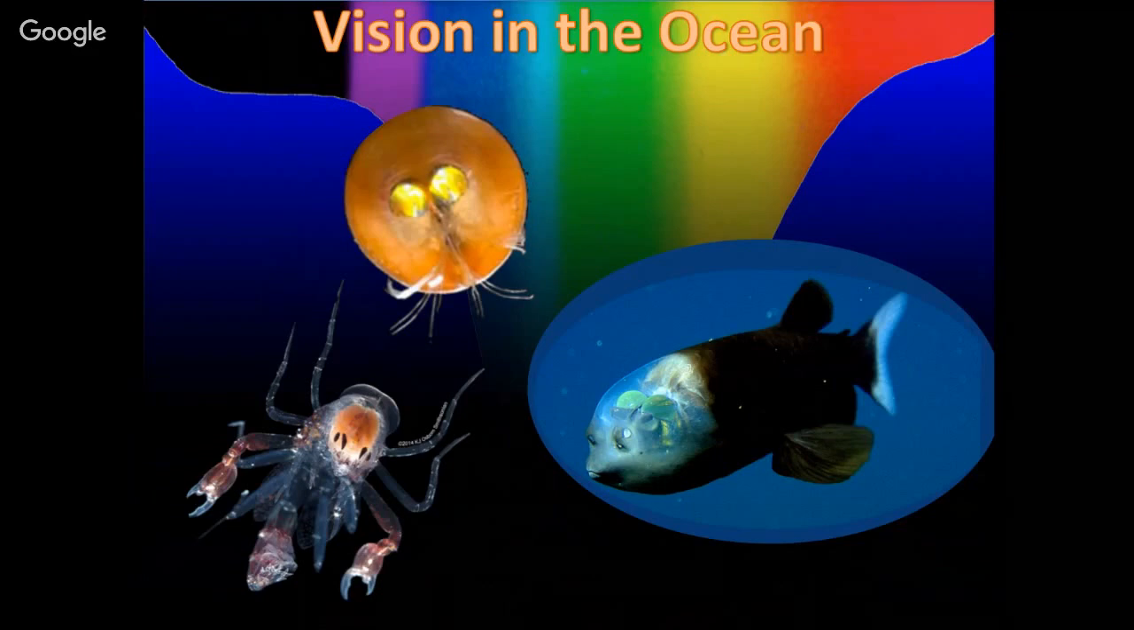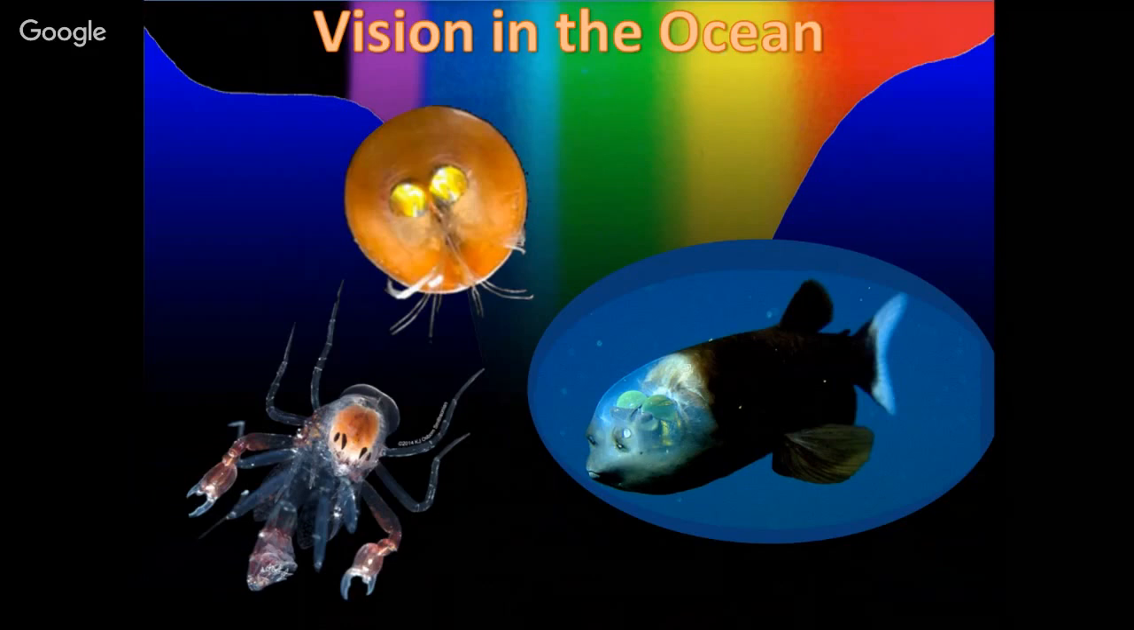So you see this whole vast array of adaptations in the ocean as animals evolve to whatever particular tasks they need to survive, to find prey, to find mates, to avoid predators. And in the open ocean, that can be a difficult task, particularly when there's very little light left. These 3 animals are just 3 examples of some of the really weird visual systems you find in the ocean.